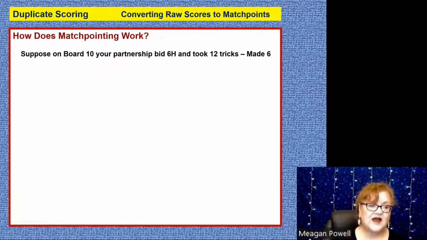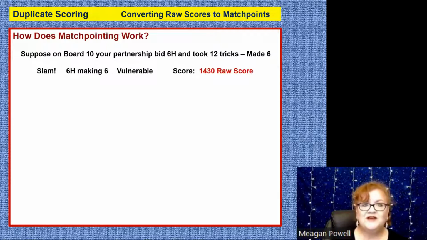Now, let's say that on board 10 at our table, we just hit the right place and we bid a small slam, 6 hearts. Yay. And we took 12 tricks. That's called making 6, right? 6 above book. So that's a small slam. We bid 6 hearts. We made 6 above book. That's 12 tricks. And we're vulnerable. The score for that is 1,430 points. That would be our raw score.